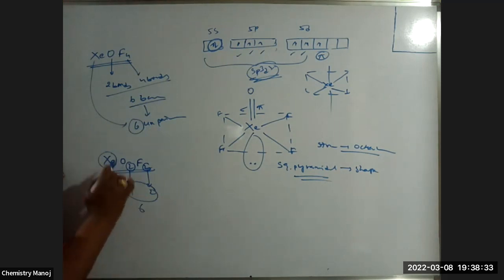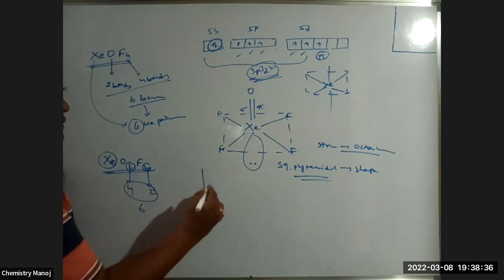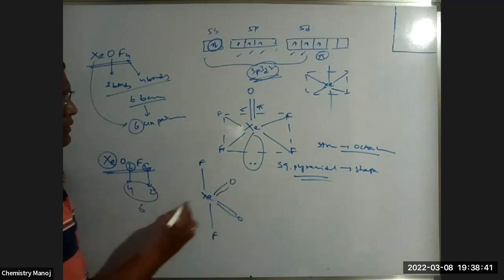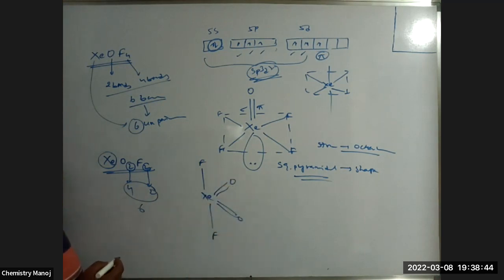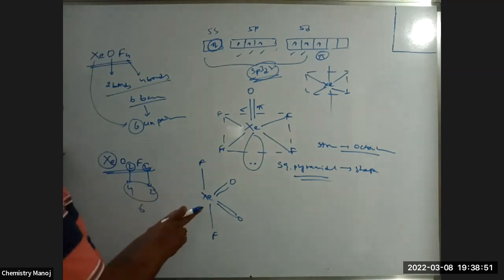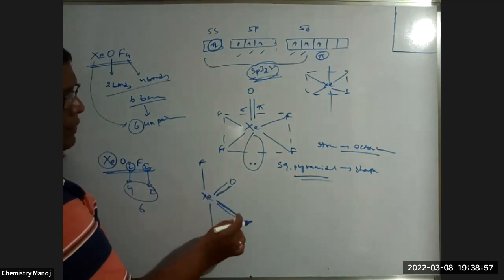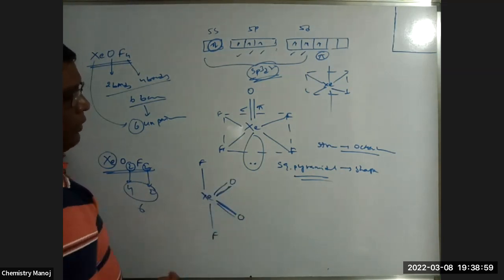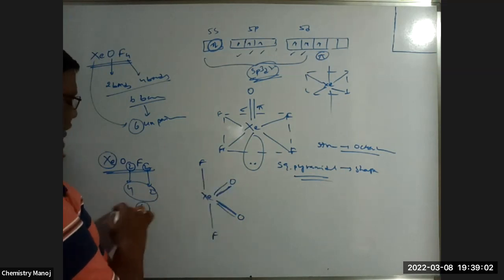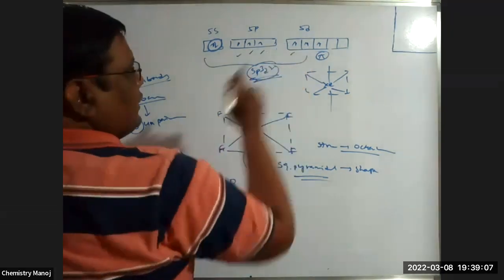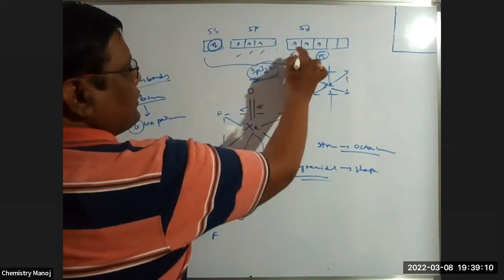But 2 oxygens are there. Xenon, 2 oxygens, and 2 fluorines. Now how many pi bonds are required here? 2 pi bonds. How many unpaired electrons are required? 6. Among them, four sigma bonds. Remove the pi bonds. This is the hybridization case.